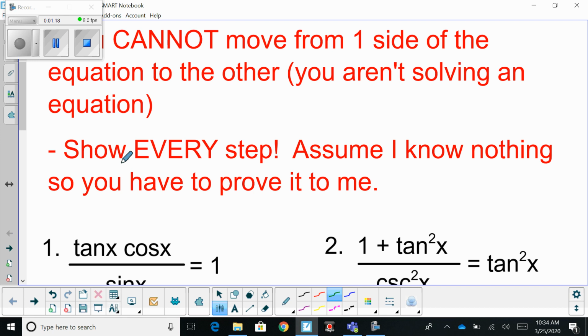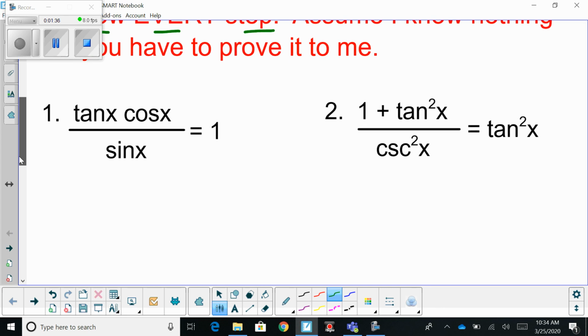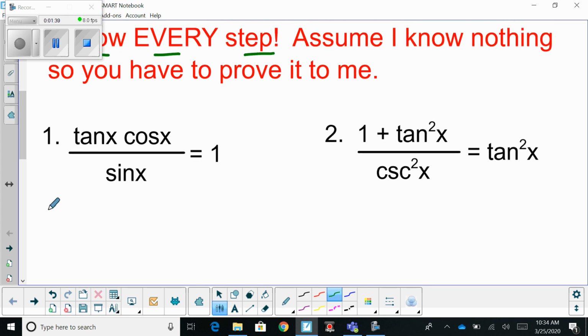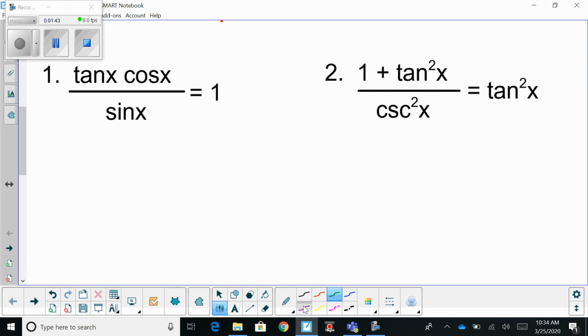And the big thing here, you need to show every step. Assume I know nothing and you have to prove everything to me. Act like I don't know anything about identities as you're simplifying these. Make sure you show every step. I've got to be able to read it from beginning to end and be able to follow all of your work.